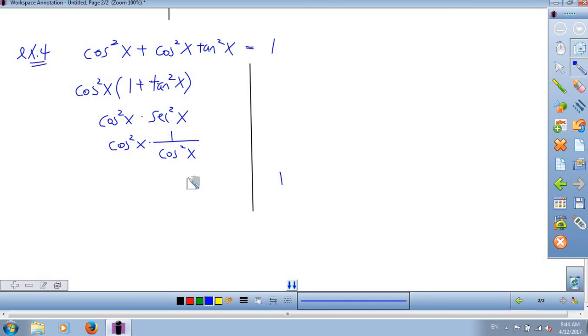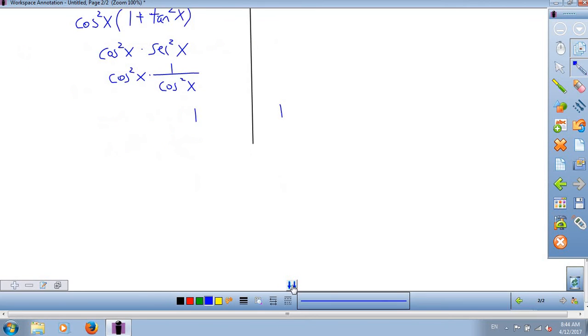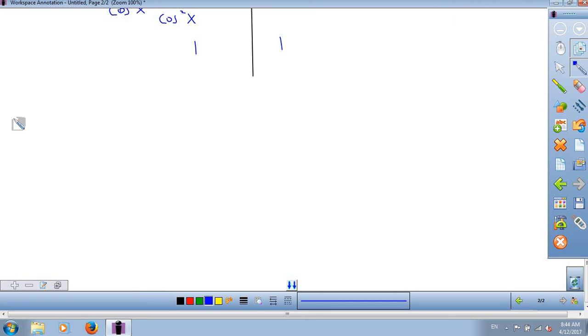You could also try and convert tangent squared x to sine squared x over cosine squared x, and cosine squared x can cancel out, and then cosine squared x plus sine squared x is equal to 1. Okay, but there's definitely more than one way to do this. I just want to show you that you can factor and you can multiply things. You can use the distributive property. There are a lot of techniques that we can use. Alright, so let's try a few more examples here.